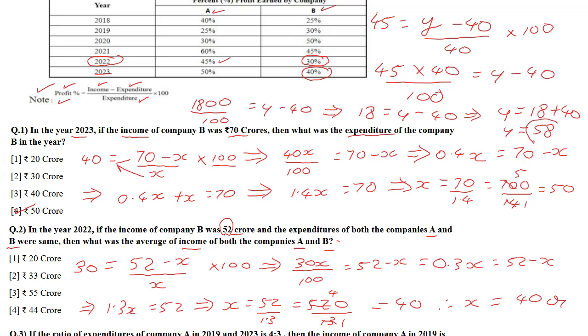Now, if y is equal to 58, and that is the income of company A, and company B is 52. So 58 plus 52, which I think is 110. Average, we divide by 2, we would end up with 55. And therefore our answer is 3.